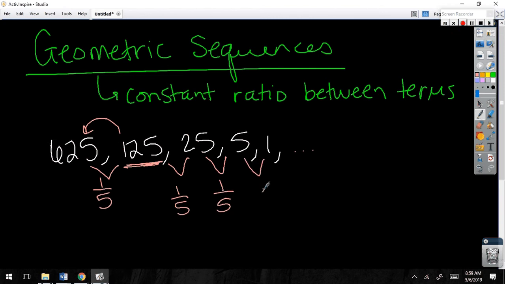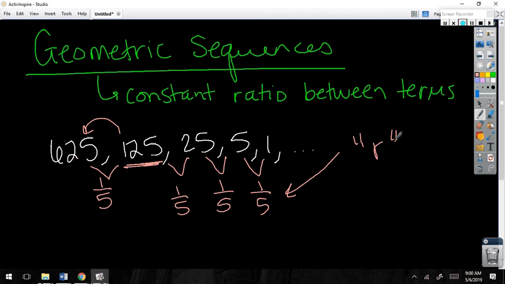So just like for difference, we use the variable d. For the ratio in geometric series, we're going to use r. I know that just blows your mind. Just try to hang on. All right. So the deal is, just like with arithmetic, it has to be the same ratio for every single one. If even one of them is off, then it's no longer geometric.